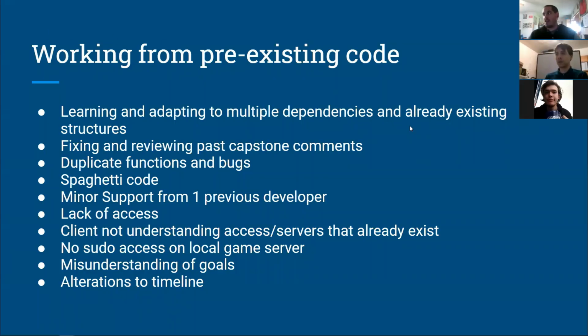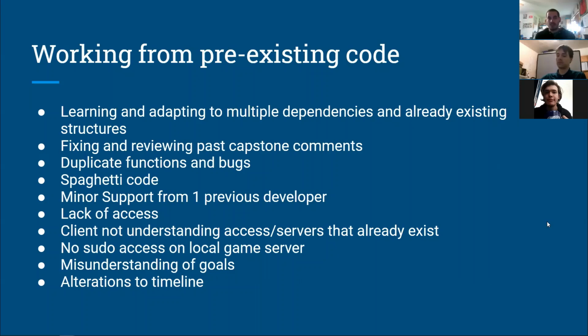So we worked from a pre-existing code base from the last capstone, and part of that was having to learn and adapt to all of the dependencies for the online server that had previously existed and all of the structures they had created for making rooms and games for players. A lot of understanding that was going through and fixing past capstone comments and reviewing all of them to see if they made any sense. That led us to finding duplicate functions and bugs in the backend code that we were able to remove. A lot of them were things like dead links and issues like that.